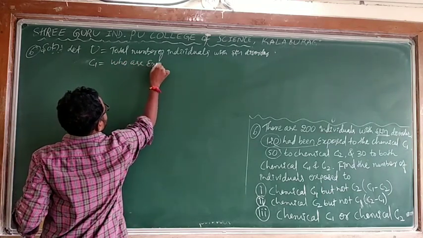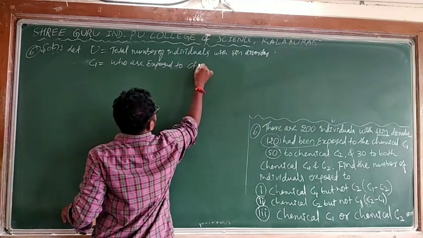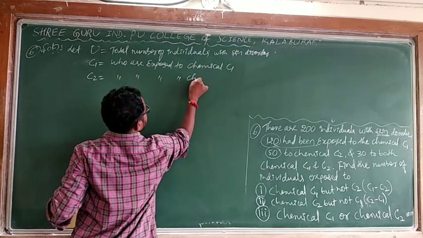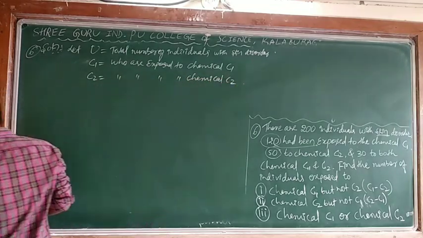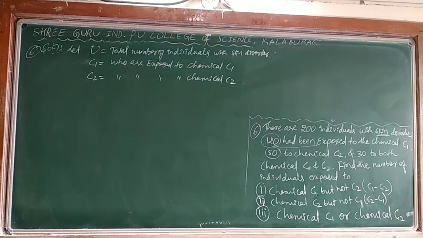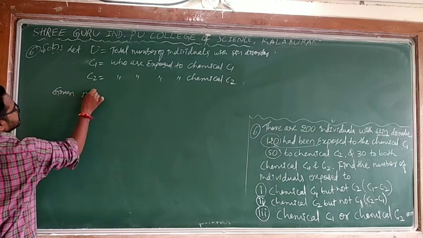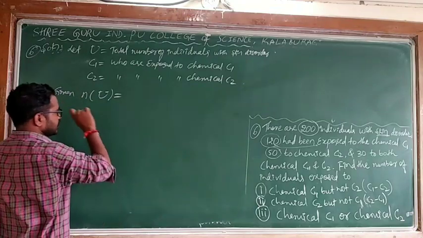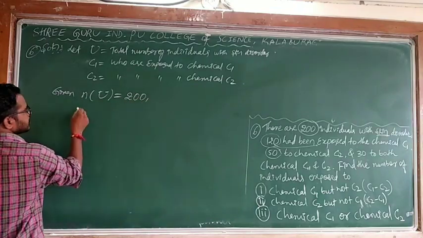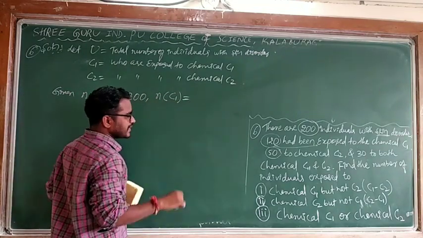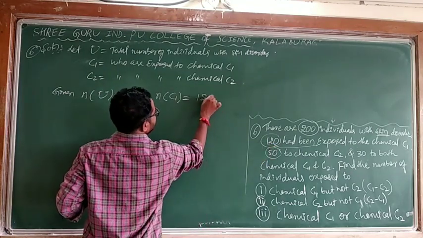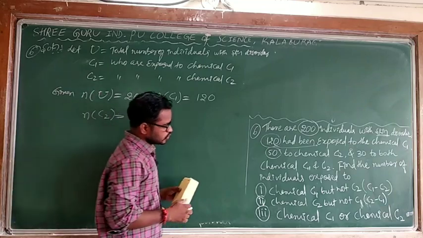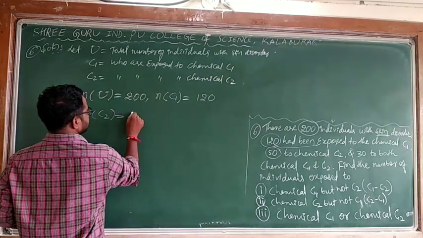C2 indicates those who are exposed to chemical C2. Using this I can find out what things are given here. What is the universal set? N of U, how many members in total? There are 200 individuals, so N of U is 200 members. N of C1, those exposed to chemical C1: how many? 120 members. N of C2, those exposed to chemical C2: how many members? 50 members.